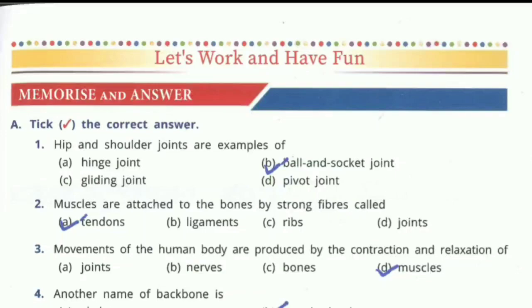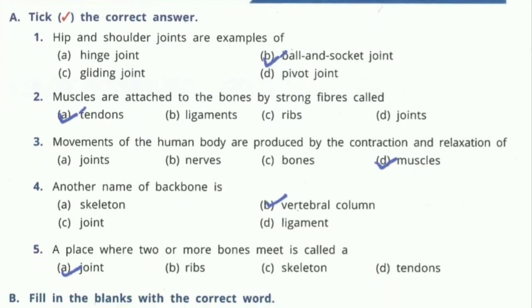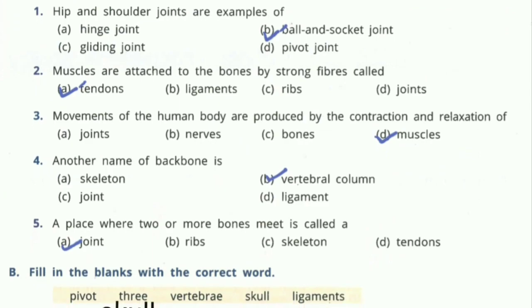Tendons. Number 3, movements of the human body are produced by the contraction and relaxation of A. Joints, B. Nerves, C. Bones, and D. Muscles. So the answer is D. Muscles. Number 4, another name of backbone is A. Skeleton, B. Vertebral column, C. Joint, and D. Ligament. Answer is B.